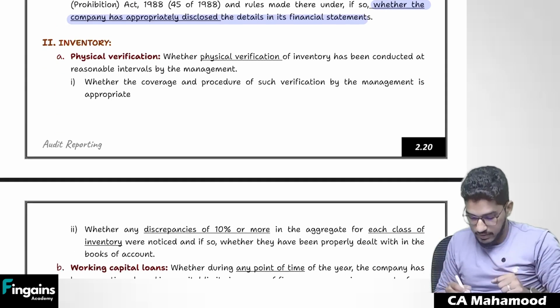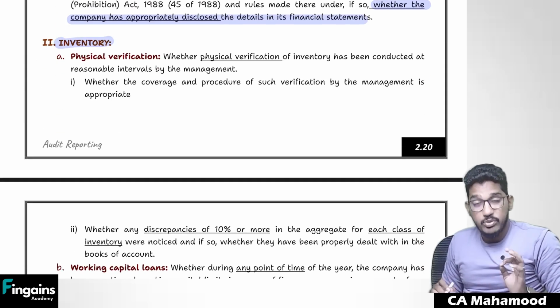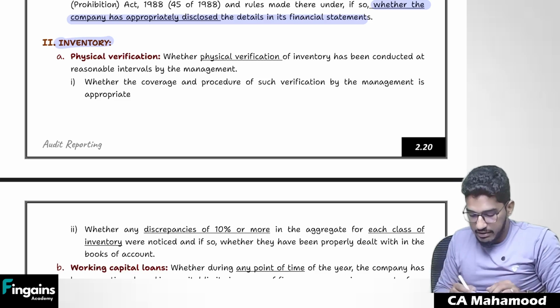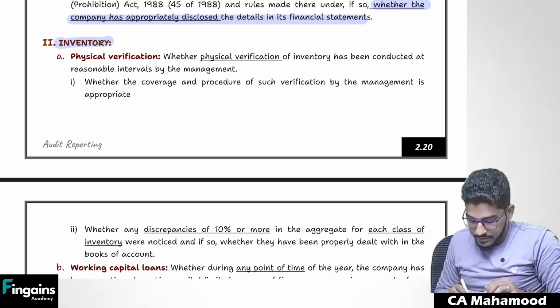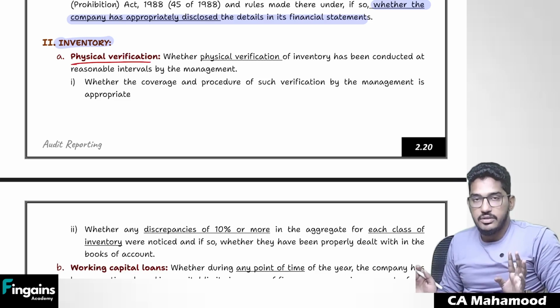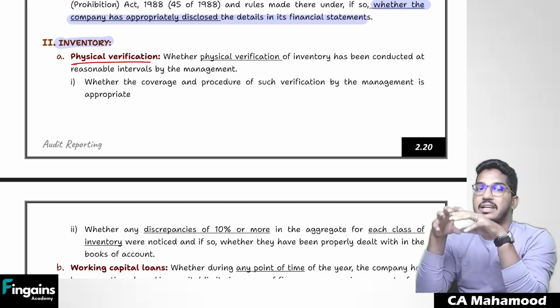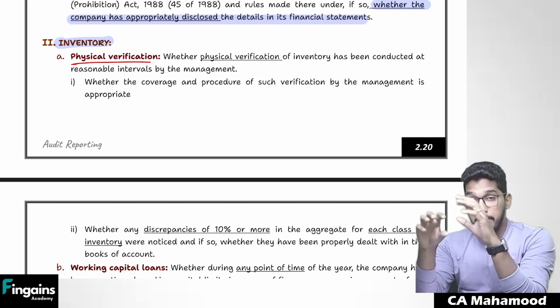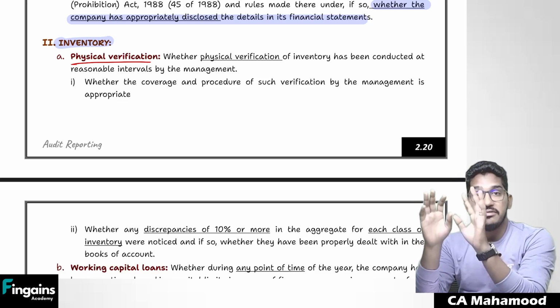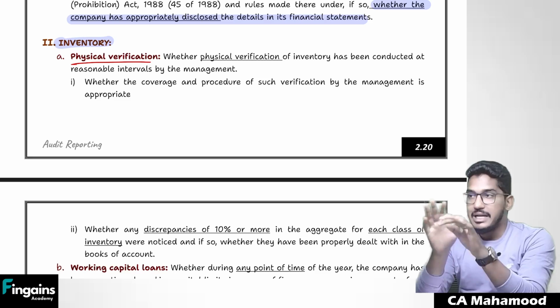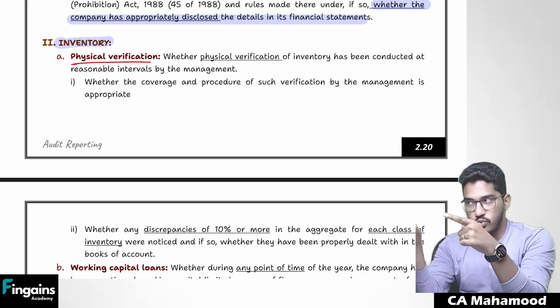Out of 21, we are done with one. The second matter which is required to be reported is inventory. So regarding inventory, let us see what I need to verify. Physical verification. Here also, the first thing I need to report is whether the management of my client company has done physical verification of inventory. Here also they are not asking the auditor to do physical verification.